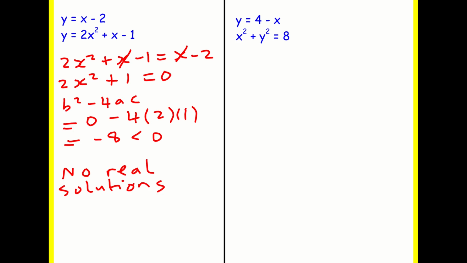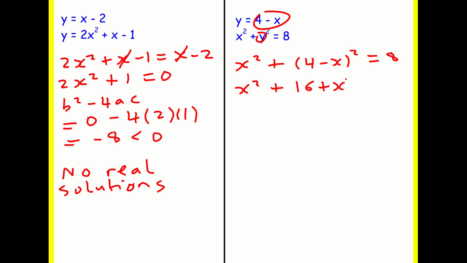And finally, I thought I'd put one in where you had to do a substitution into it. x² plus, and then I'm going to replace this y by this thing here. Expand this bracket, I'm going to get 16 + x² − 8x. I've just expanded a double bracket quickly in my head, equals 8. If you want to take it more slowly, write it like (4 − x)(4 − x). Don't forget that's what it means. Okay, what to do now? So we're going to get 2x² − 8x + 8 = 0.